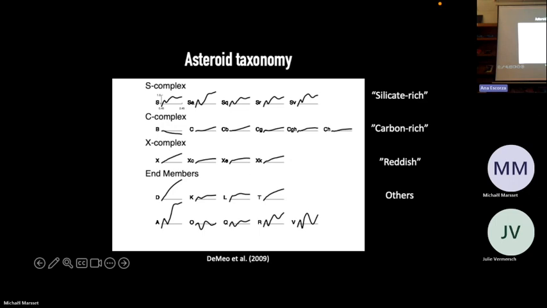They're really called reddish. What's the name? No, that's how I call it. Because they have steep spectral slopes. I understand the reasoning, but I mean, yeah. Okay, it's one of the interesting ones.